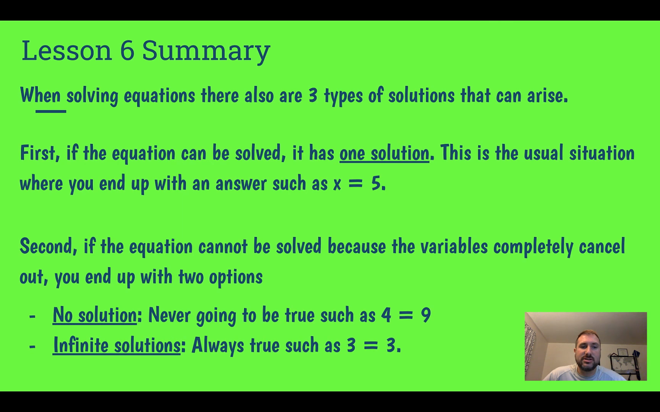Our other options are where the equation can't be solved because the variables would completely cancel each other out. It's the same on both sides. And you end up with 2 options. Okay, you end up with no solution. If you were to keep going and solve, it's never going to be true. Your variables would cancel out. You're left with your constants, such as 4 equals 9. It's not going to work. Or your infinite solutions. These are the things that are always true. So the left side and the right side are always going to be true because they are the exact same thing.